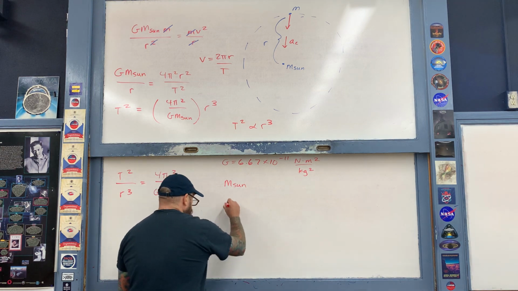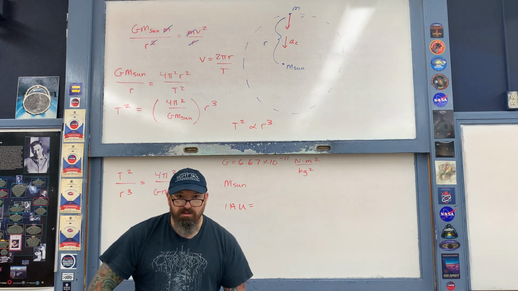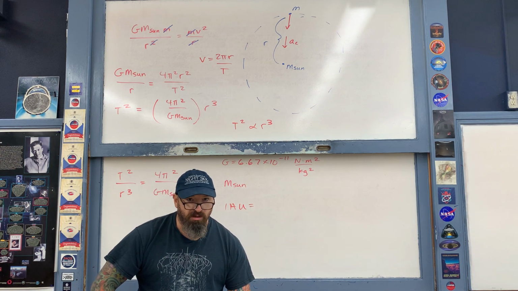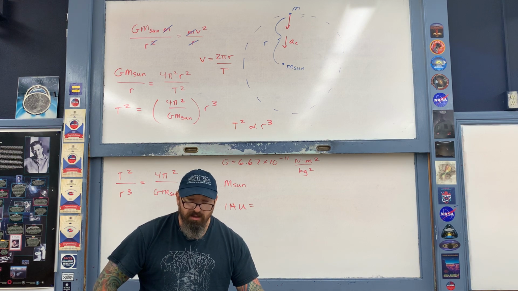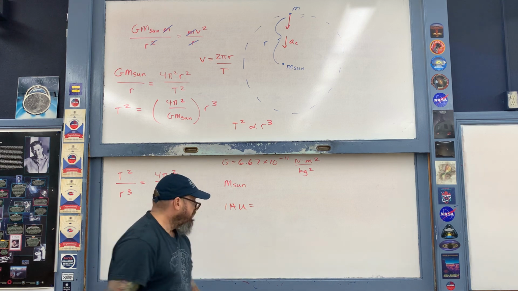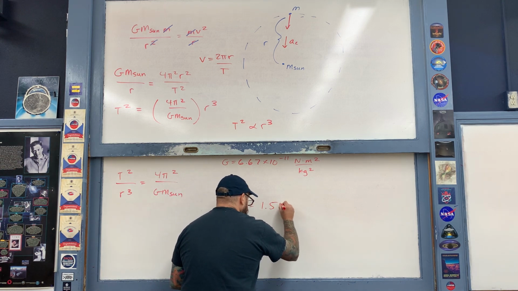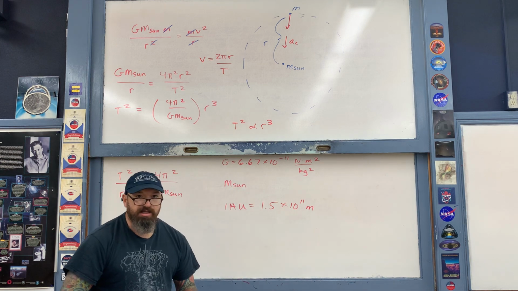Now, 1 AU is quite large. It's 93 million miles. It's 150 million kilometers. This was first measured successfully in 1761 and in 1769 during the transits of Venus. It is equal to 1.5 times 10 to the 11th meters. That's 150 million kilometers. That's what 1 AU is.